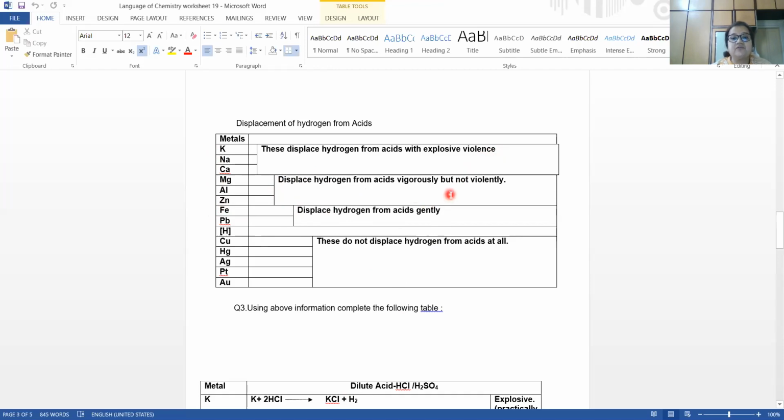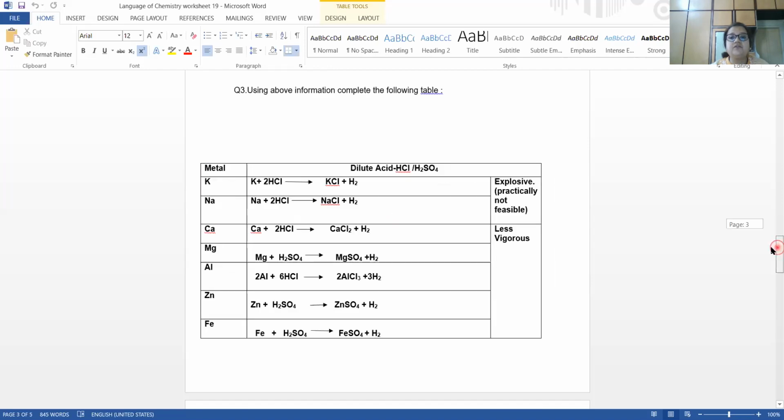That is, the reaction is not very explosive, less violent. That means exothermic but less exothermic. And here highly exothermic, the top three. And then over here, iron and lead react very slowly, gently. So the reaction is very slow. You will not be able to see a lot of bubbling, called effervescence. Vigorous bubbling is seen over here, and here a little bit less vigorous, and here they don't react. So on the basis of that, you are supposed to write down these equations.